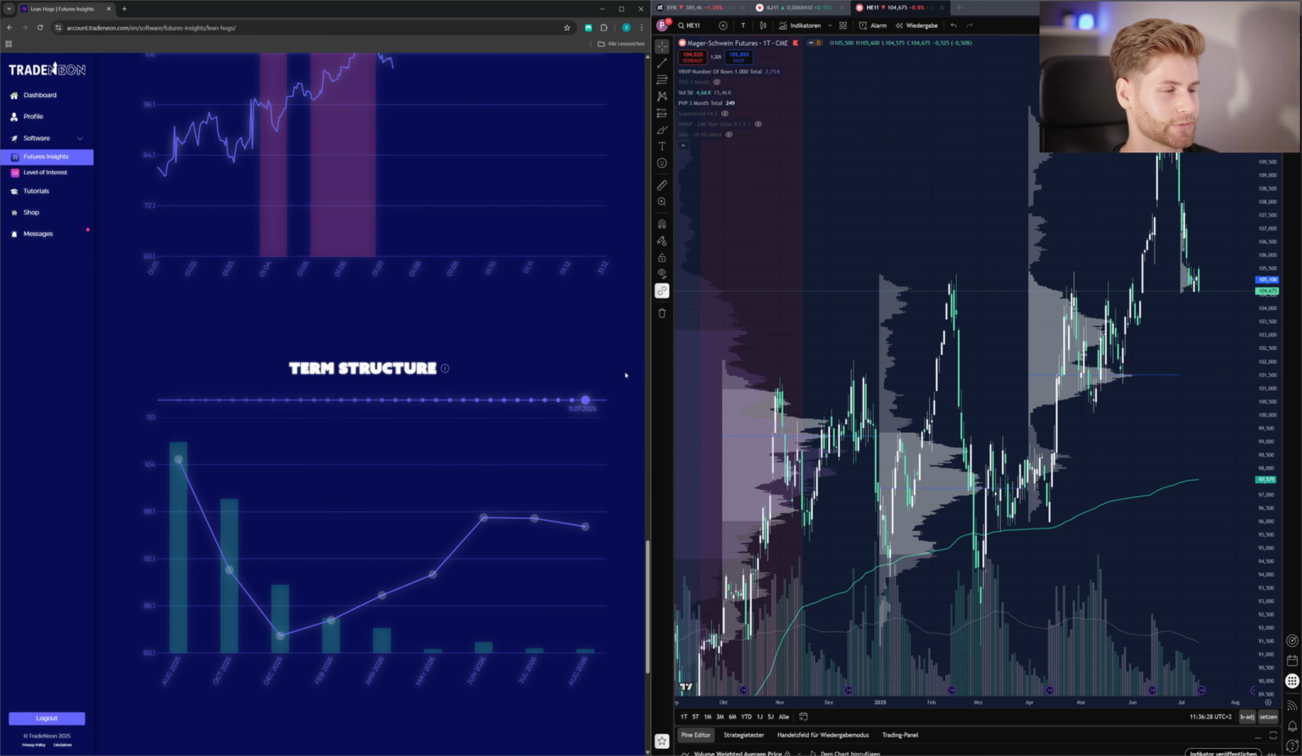the term structure. So far, all of the fundamental data was either neutral or told us that the short perspective is more beneficial right now and that we should look for short trades. But the term structure is definitely putting a stop to the short bias because at the moment we have a backwardation in the term structure.